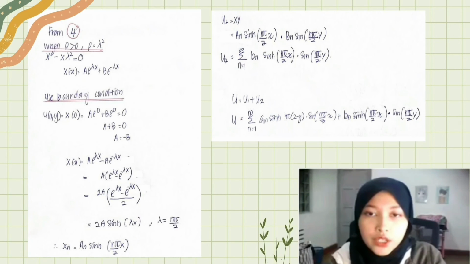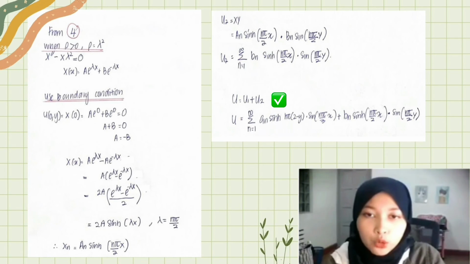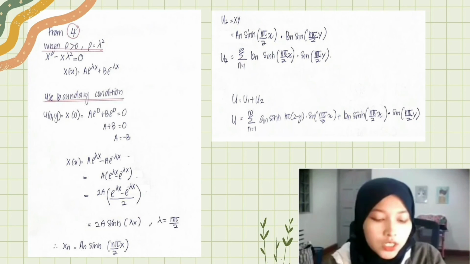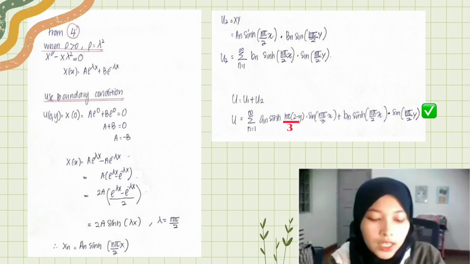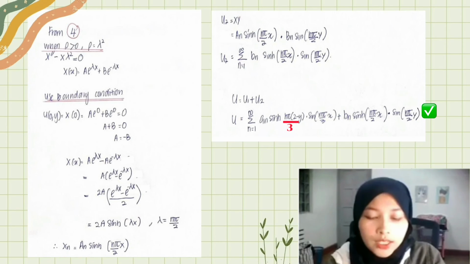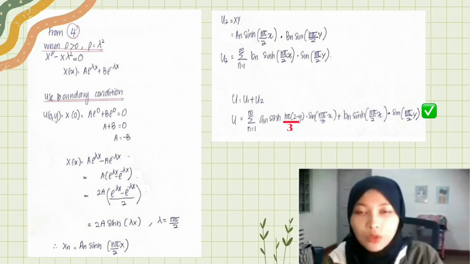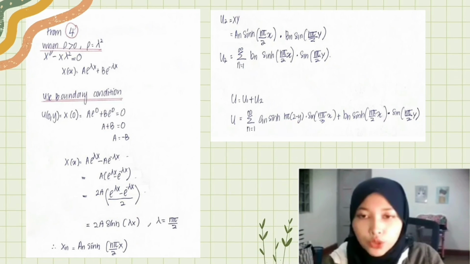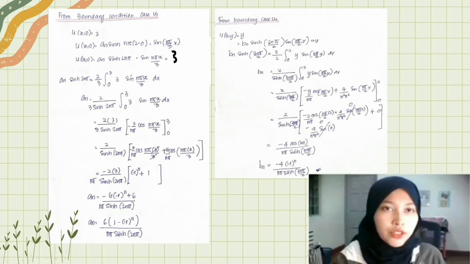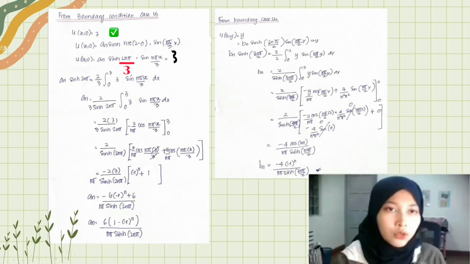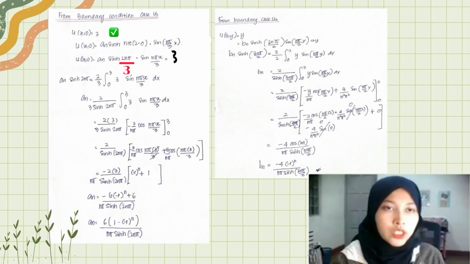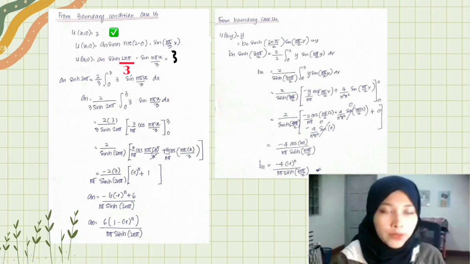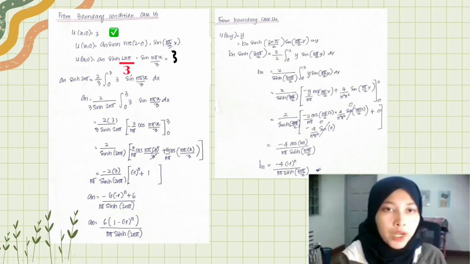After that, to find the general solution of u, we must add u1 and u2. And we will obtain the summation from n equal to 1 to infinity of a_n sine(n pi (2 minus y)) sine(n pi x over 3) plus b_n sine(n pi x over 2) sine(n pi y over 2). Okay, next, from the boundary condition of case u1, which is u(x, 0) equal to 3, we substitute the boundary condition into the general equation for u1, and we will get u(x, 0) equal to a_n sine(2 n pi) sine(n pi x over 3) equal to 3.